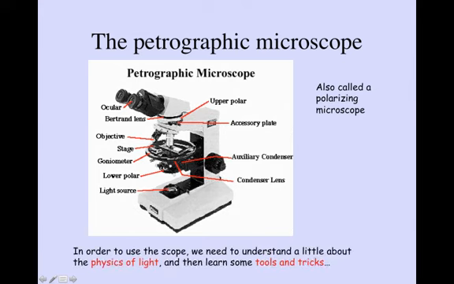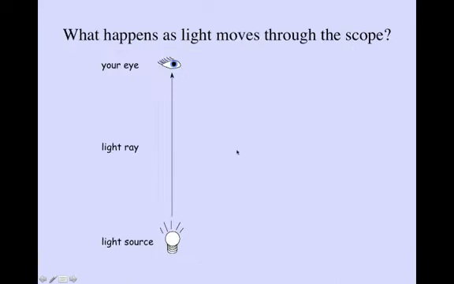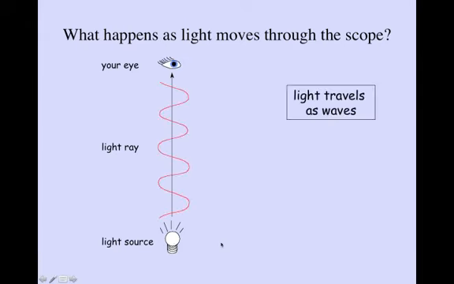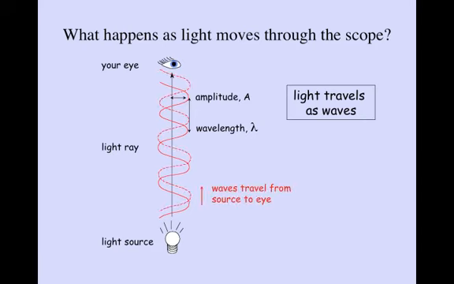So, in order to use the microscope, we need to understand a little something about how the physics of light works and some of the tools that we use. Before I insert the microscope, this is basically what's happening. You've got a light source at the bottom of the microscope, and your eye is looking down the microscope. The light is traveling as waves from that light source, and it's white light. It's composed of many different wavelengths of light traveling in all different directions. And all of those wavelengths of light have a particular amplitude and a particular wavelength. And as I said, there's many different wavelengths of light coming toward your eye at once.